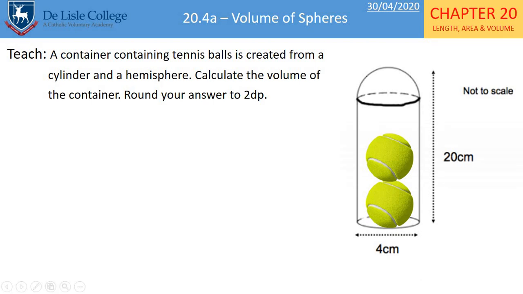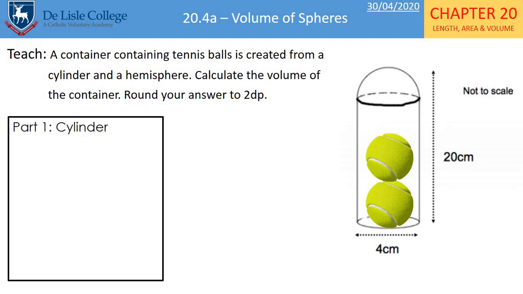So here we have a container containing tennis balls. Brilliant, we can see it there. It's created from a cylinder, which we looked at in chapter 13 or 14, I think, and a hemisphere on top. And it says, calculate the volume of the container and round your answer to 2 decimal places. Now what I'm going to do is ask you to pause the video for a moment and take 30 seconds to think about what you think you have to do.